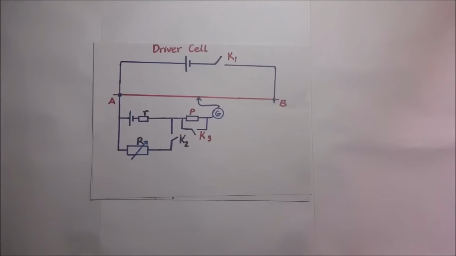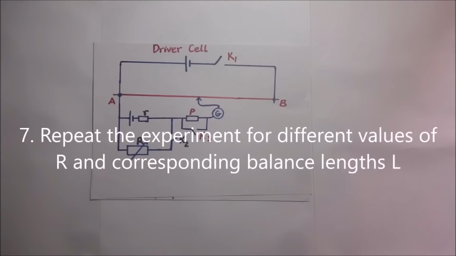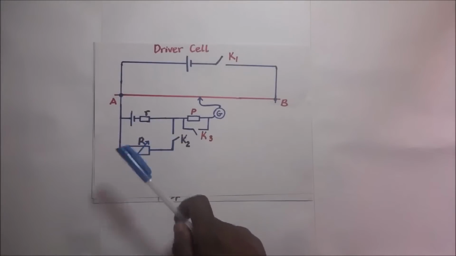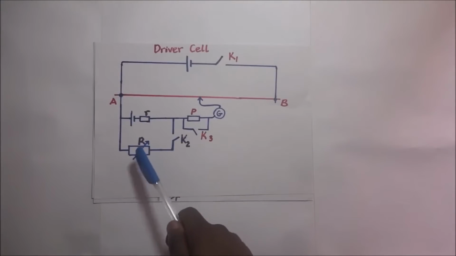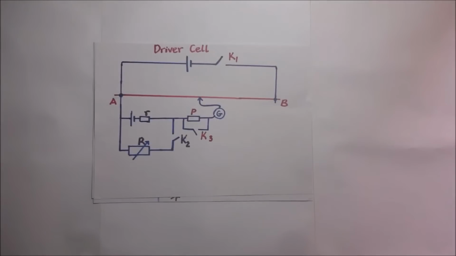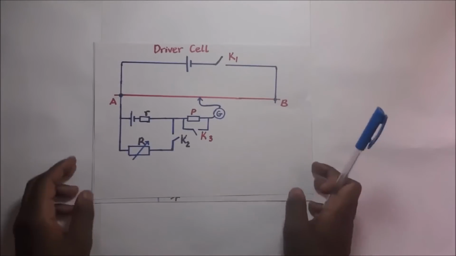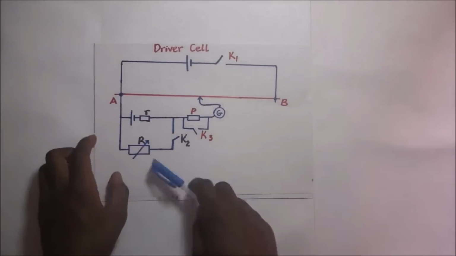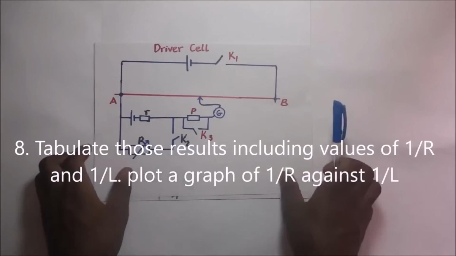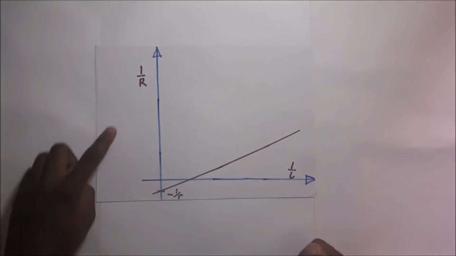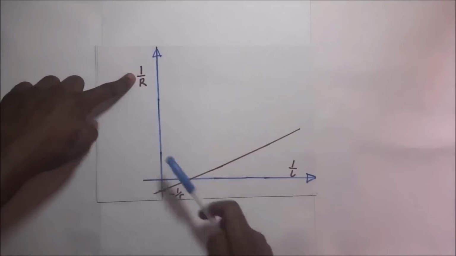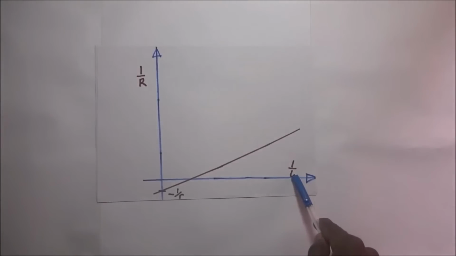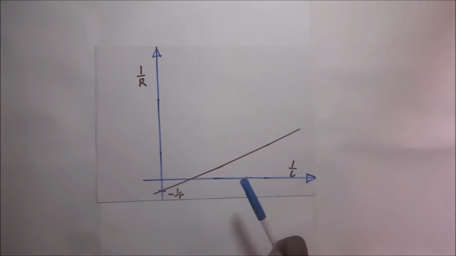Just like I've been describing, we go ahead and repeat the experiment, using different values of R. It means we are going to keep adjusting this rheostat so that we get different values of R, and as a result we get corresponding values of L, the balance length. We go ahead and tabulate those results, and we include in our table the values of 1 over capital R and 1 over L, the balance length corresponding to R. So when we tabulate our results, that is when we are able to find the internal resistance of the cell.